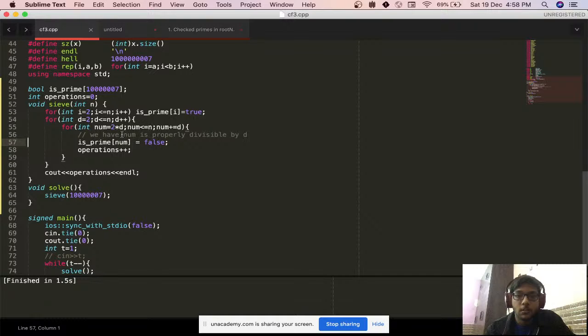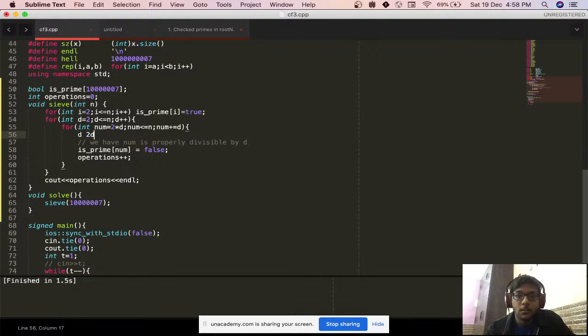So how many numbers are multiples of d here? We have 2d, we have 3d, we have 4d, and so on, up to a maximum of (n by d) into d, because if we go beyond that, it is going to exceed n and this loop would break. So how many operations for a fixed d do we have? 1 operation, 2 operations, 3, 4, and it looks like around n by d order of operations.